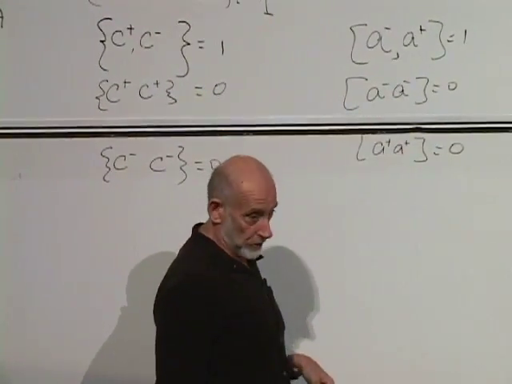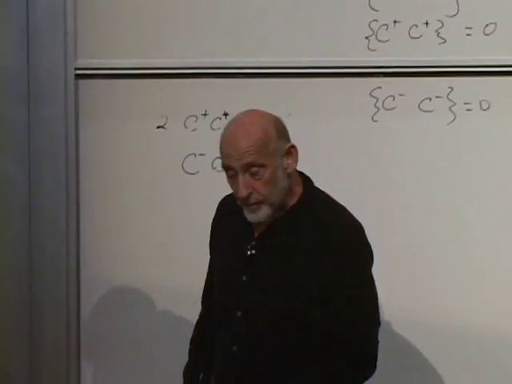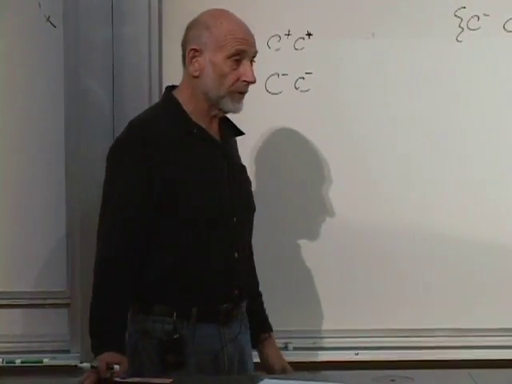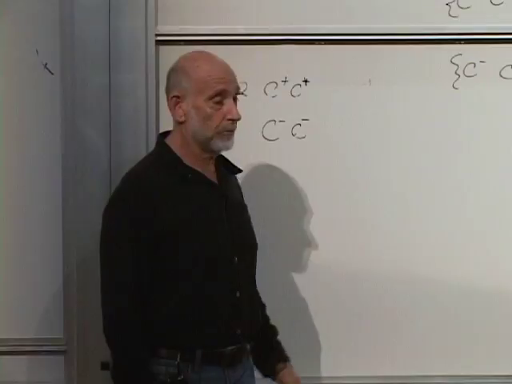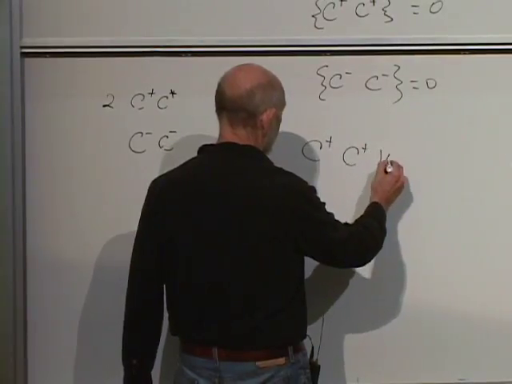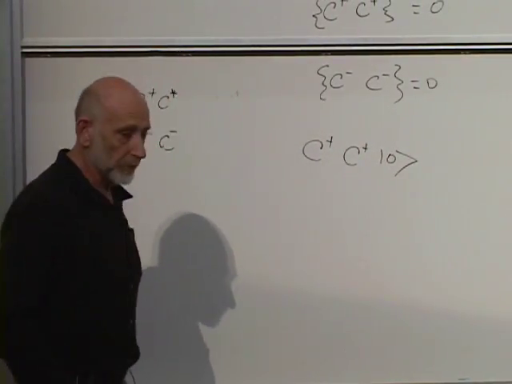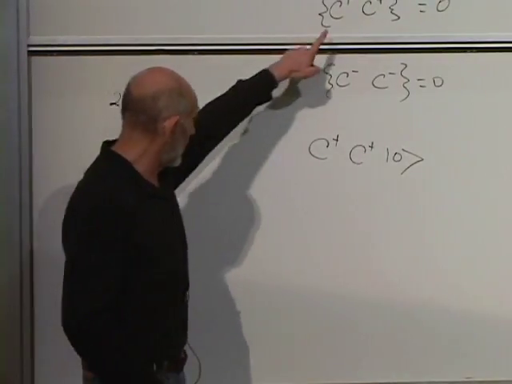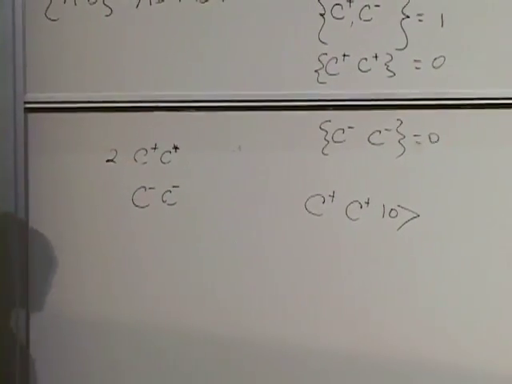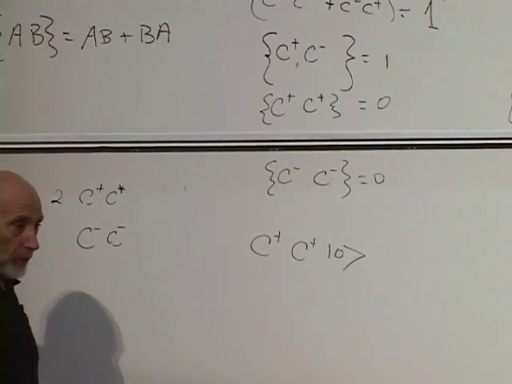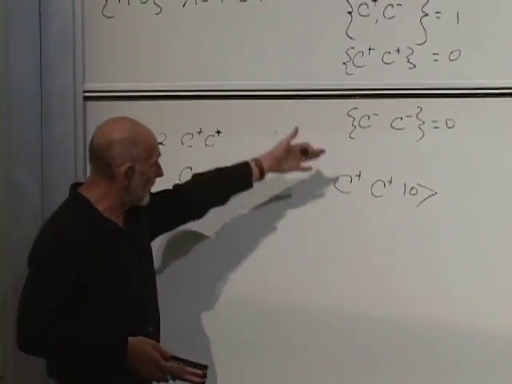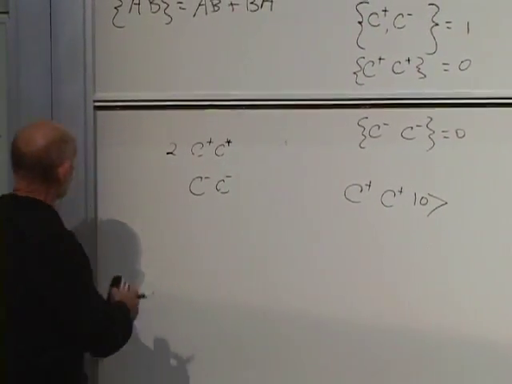OK, so fermions and bosons have a parallel mathematics to each other, where wherever you see a commutator for bosons, you replace it by an anti-commutator for fermions. And it is a consequence of this that you can't put two particles in the same state. If you try, that's trying to put C plus on C plus, and C plus times C plus is 0. That's what this equation says: C plus C plus plus C plus C plus is equal to 0. So this algebra incorporates the idea that you cannot put two particles into the same state described by these creation and annihilation operators.